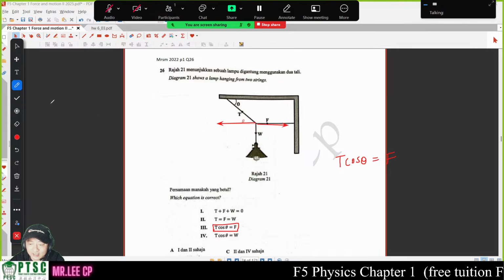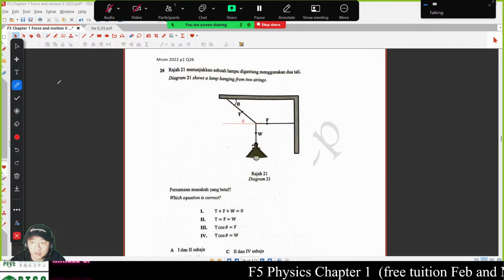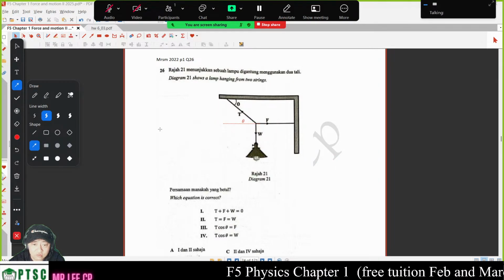Okay. So I got the first one. Now the second one is number 3. It is correct. So now I want to bring this force upward.